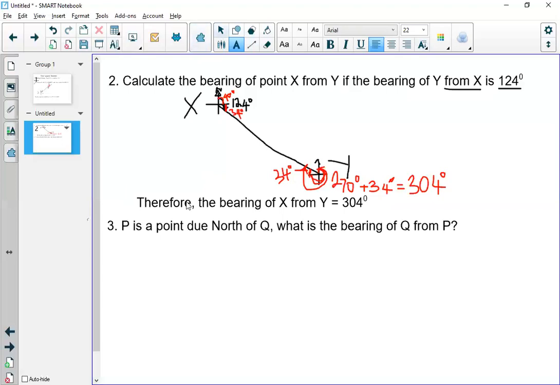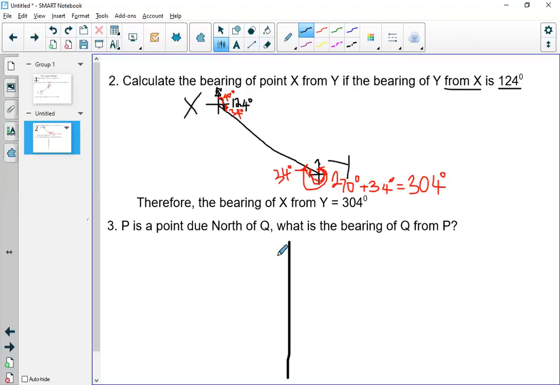Now, finally, let's look at example 3. It says P is a point due north of Q. What is the bearing of Q from P? All right, so let's see how that diagram will look. Just get a straight line. Excuse me, let me make use of my black ink instead of the red ink. Let's make a straight line. Then let's just put the cross over here and over here.